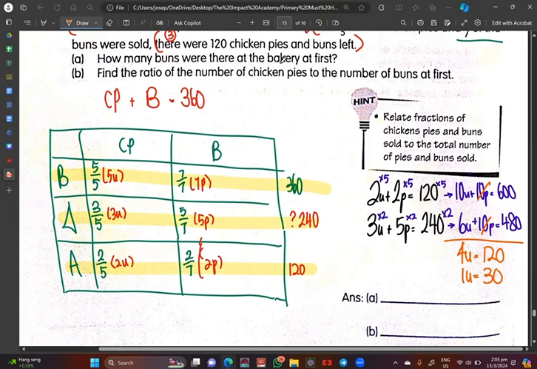The question says, how many buns were there at the bakery at first? So buns is over here. Now buns is in parts, right? So don't worry, you go and find 5 units first. Then you are going to use the total, which is 360, to minus away the 5 units.